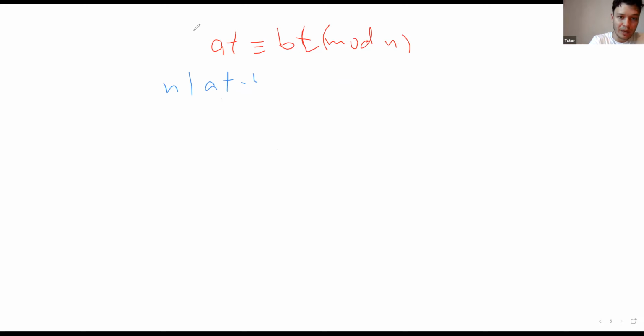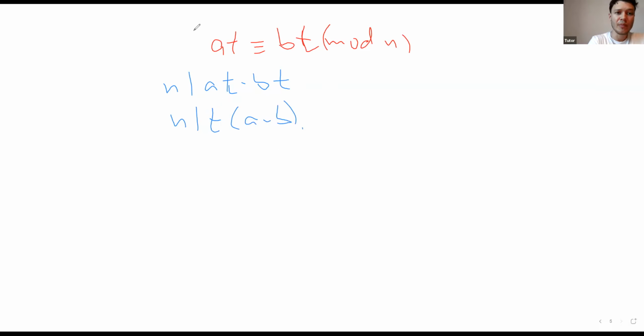Okay, so let's suppose that at is going to be congruent with some bt mod n. Then what can I do in here? Well, both of them are going to have the same remainder mod n, so n has to divide the difference. So I can basically say that n in this case is going to divide the difference at minus bt. So basically, n has to divide t times a minus b.